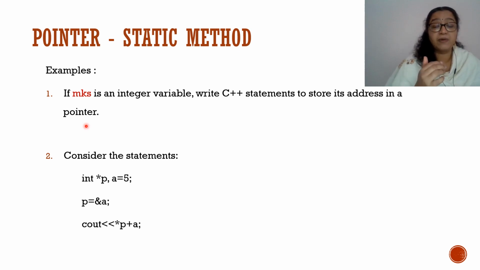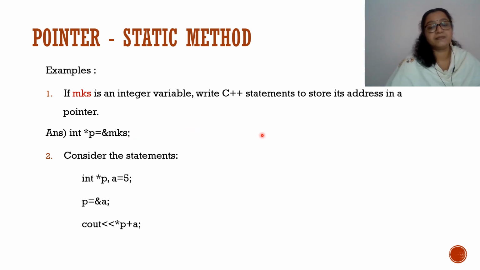Then equal to which variable? MKS. But if we put MKS, the value of MKS will be used, and we want the address. So we want to use the address of operator with MKS. So how can we write the statement? See, int star p, the pointer variable I chose, equal to ampersand sign, address of operator, MKS is the variable name, then semicolon. Clear?